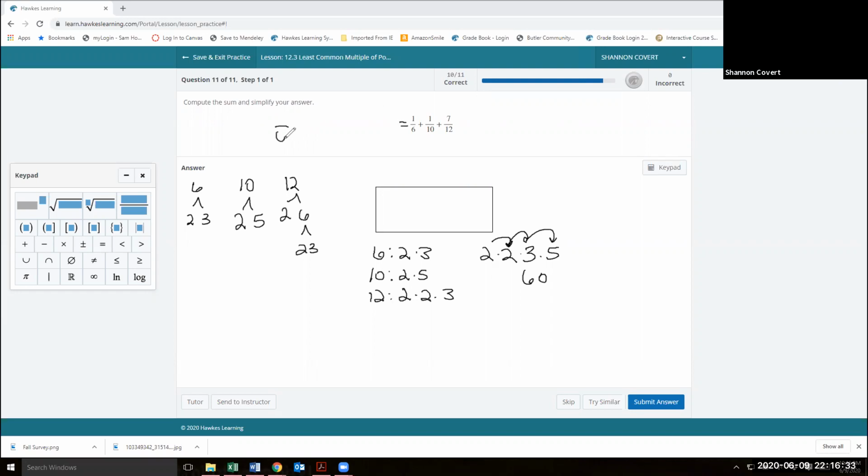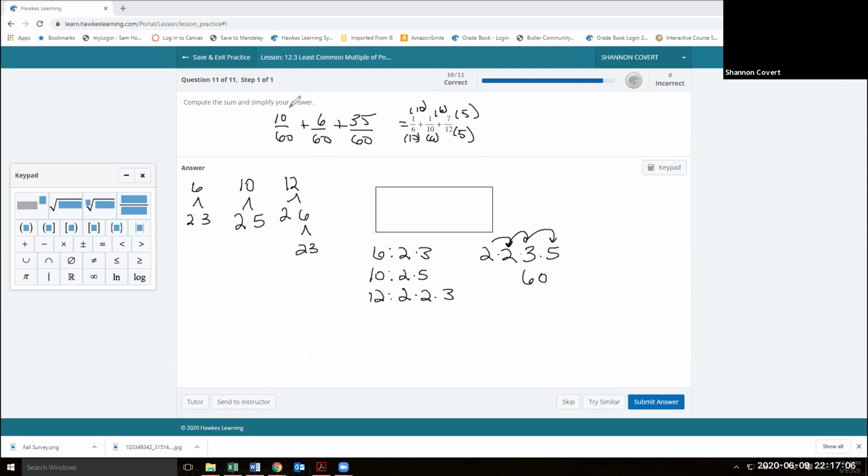So again, each one of those fractions is going to be rewritten as something over 60. I had to take 6 times 10 to get 60, so I will take 1 times 10. So the first fraction will become 10 over 60. I have to take 10 times 6, so I have to take 1 times 6. So we'll have 6 over 60. I have to take 12 times 5. So I will have to take 7 times 5, which will become 35 over 60.